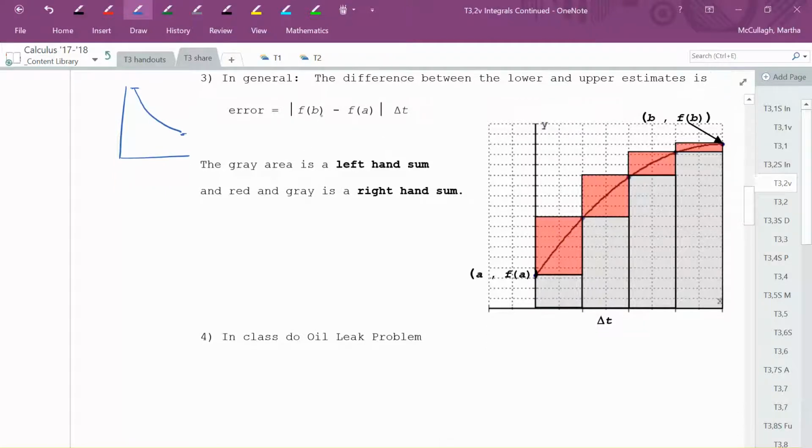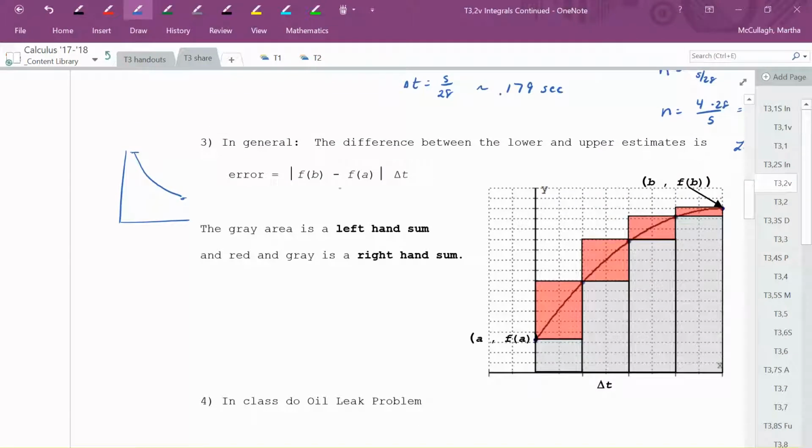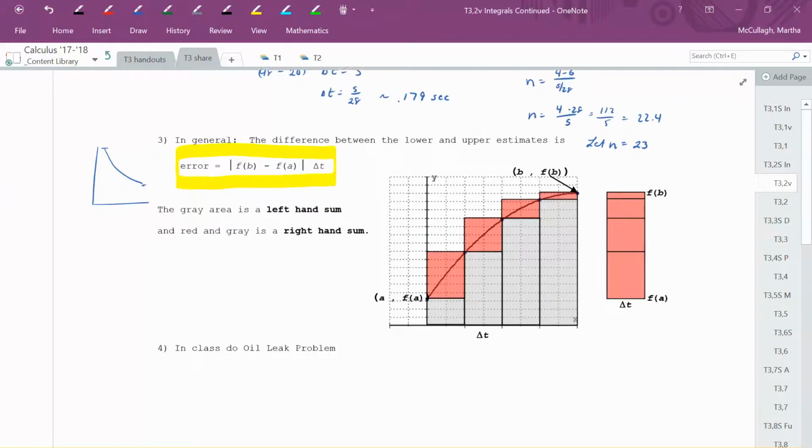So if that value, f(b) minus f(a), turns out to be a negative number, just take the absolute value so you're making it positive, and multiply by your delta t. This is a really important equation for us to have. You're going to want to come back to that, and we're going to be using that often. So make sure you've got that highlighted.